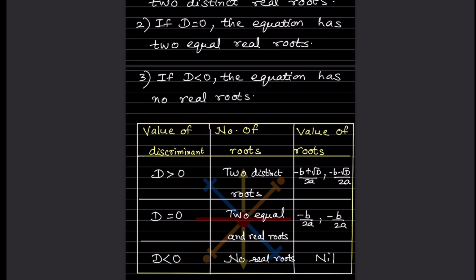So how is the nature of the roots? There are 2 distinct roots if the discriminant is greater than 0. If it is equal to 0, it means 2 equal and real roots, and if it is less than 0, it means no real roots. And what will be the value of the roots? That is minus b plus root of d, that is the discriminant, divided by 2a, and minus b minus root of d divided by 2a. And when it is equal to 0, the value is minus b by 2a, and here also it will be minus b by 2a, and here the value will be nil.